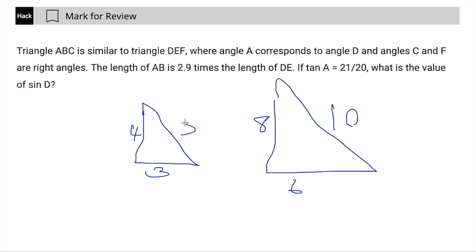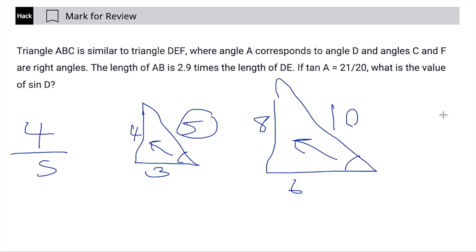Let's pretend that we're looking at the sine of this. So sine would be opposite over hypotenuse. So we would have 4 over 5. If we took the sine of this similar triangle, it would be 8 over 10, which once we simplify becomes 4 over 5. So no matter what happens with scaling, no matter how much bigger or smaller one of the triangles is, the ratio is the same, and the fraction, once simplified, is going to be the same.